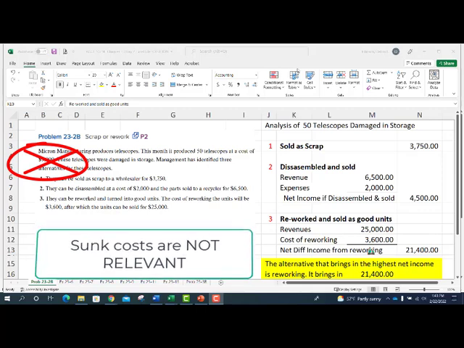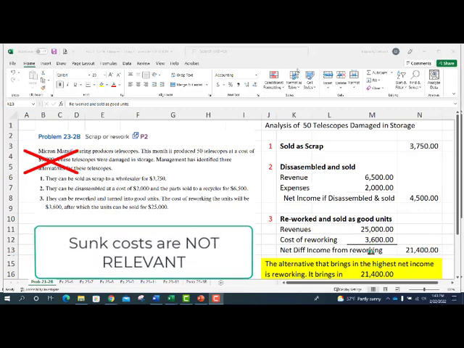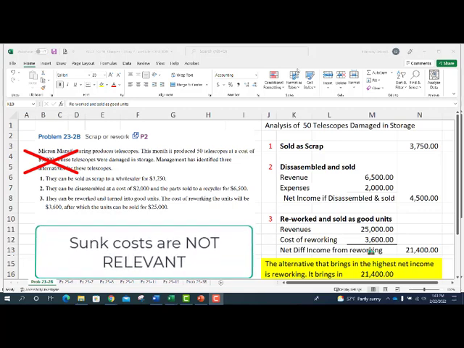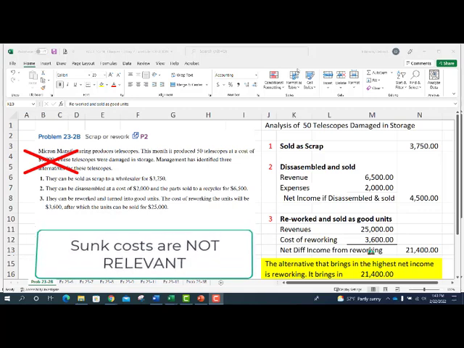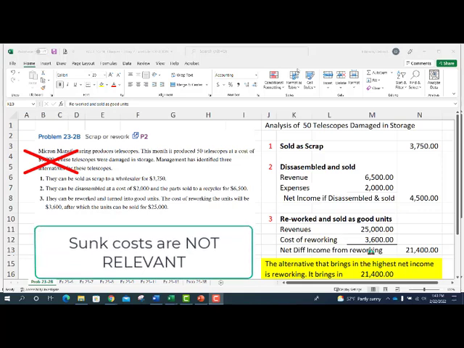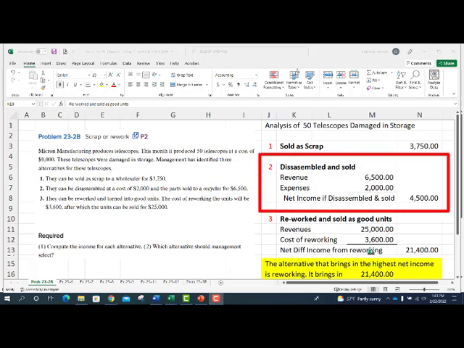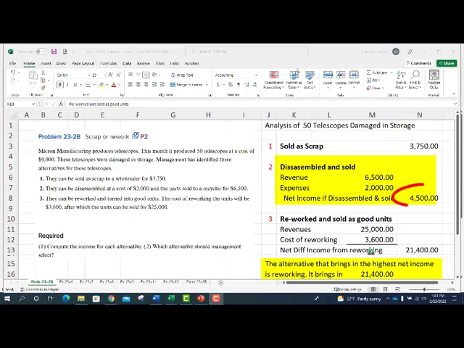There's nothing we can do about it. We have some damaged telescopes, that's a fact. We want to look forward and consider the three alternatives given for these 50 telescopes. Number one was easy. Sold as scrap, just brings in $37.50. Done with that one. Number two, they could disassemble them at a cost of $2,000 and sell the parts to a recycler for $6,500. As you see on the screen, that brought in a net of $4,500.